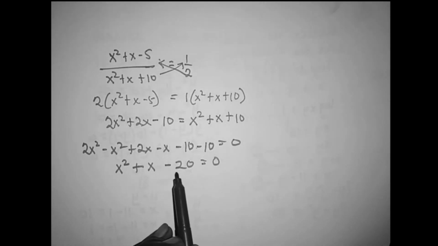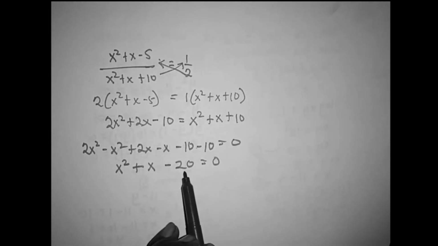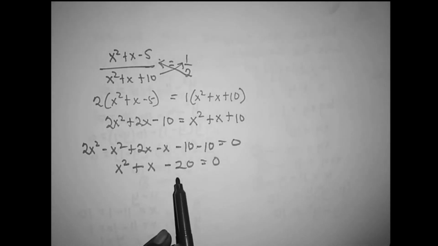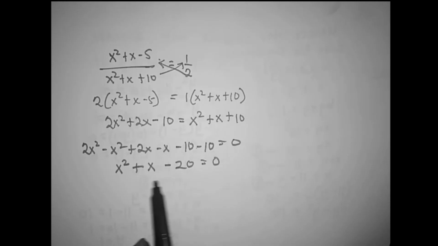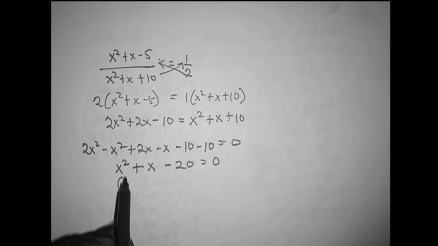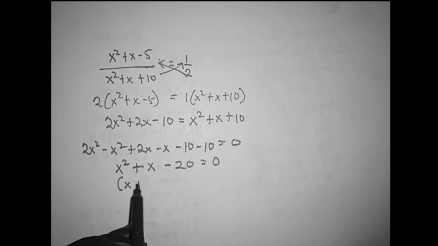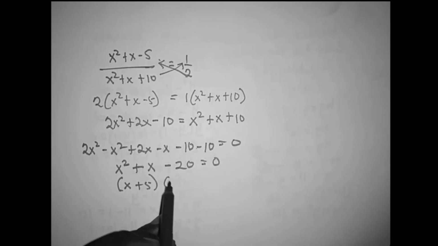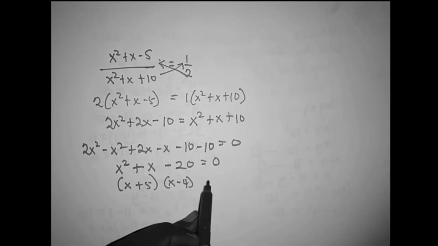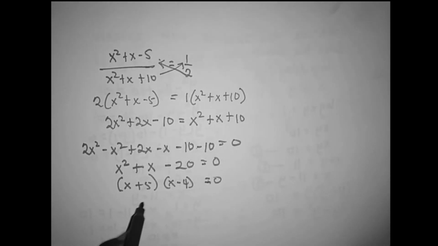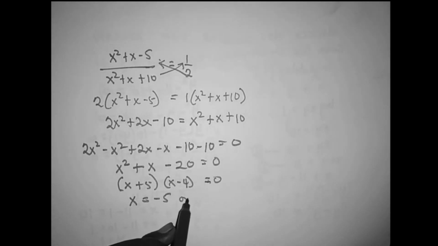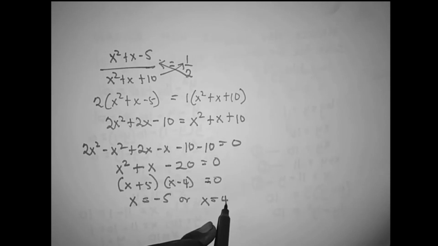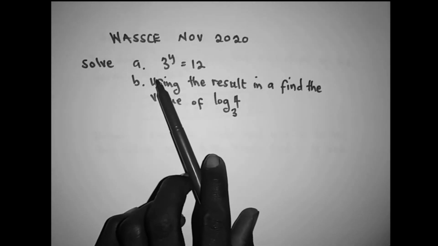So we look for two numbers that, when you multiply, give minus 20, and when you add, give plus 1. You see that 5 times minus 4 is minus 20, and 5 minus 4 is 1. So we get in one bracket x plus 5, and in another bracket x minus 4 equals 0. So x is equal to minus 5 or x is equal to 4. Solve A.